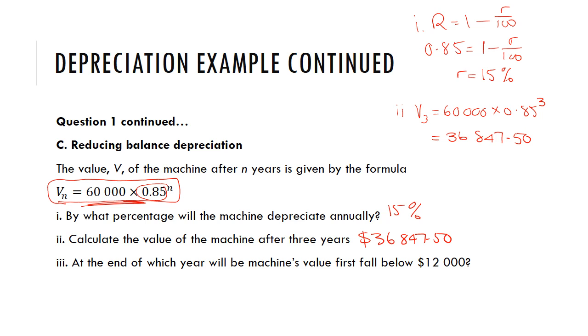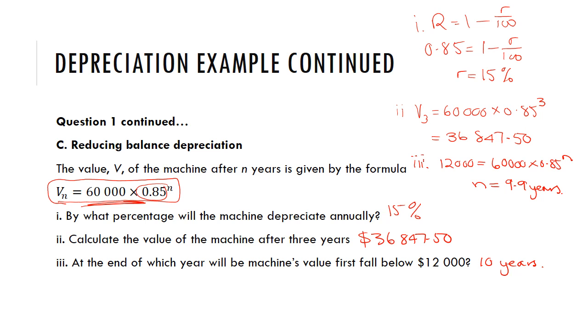And part 3, again, at the end of which year will the machine's value first fall below $12,000? Once again, we're going to use our general rule. And this time our value is still $12,000, but we're using the equation from the left. So 60,000 times 0.85 to the power of n, solving for n. And when we do that, we get 9.9 years. So again, at 9 years, we won't have decreased to that value, so it will be after 10 years.